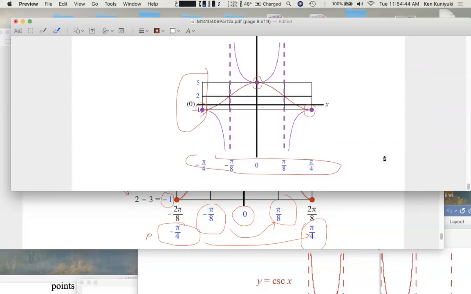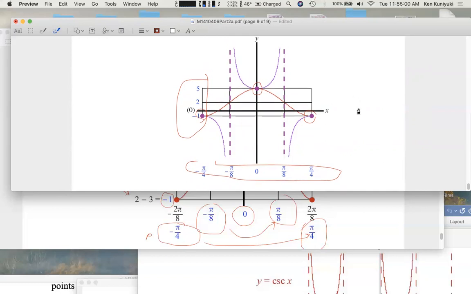So it's all about the guide graph. If you can graph one cycle of the guide graph, then to graph one cycle of the corresponding cosecant or secant graph, put VAs through the inflection points for the guide graph, and do your up U, down U game. And that's that. That was a big adventure. Next, in 4.7, we'll look at inverses for these trig functions. Until then.